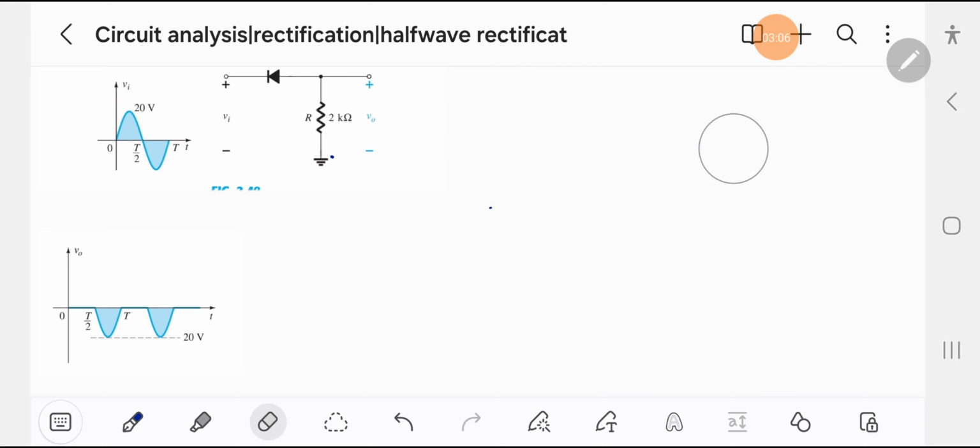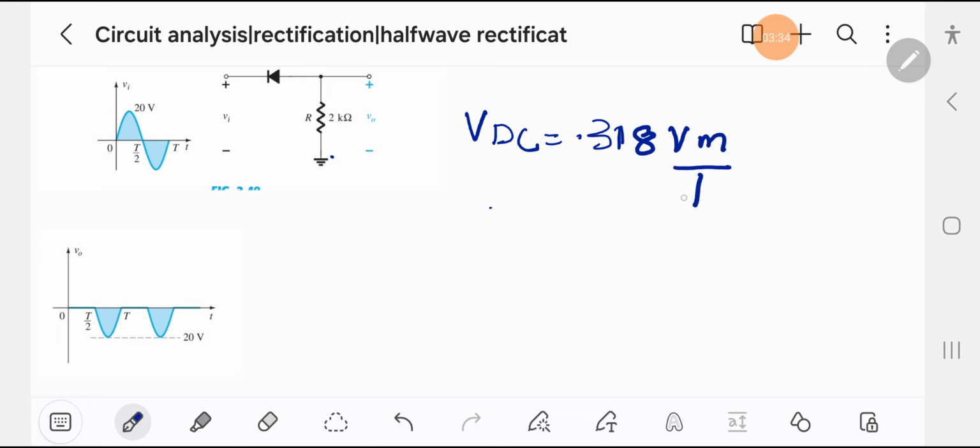So to find an average value of the DC, what formula are we going to use for the ideal case to find the average value of a DC signal? This formula is used. This is actually the applied voltage.